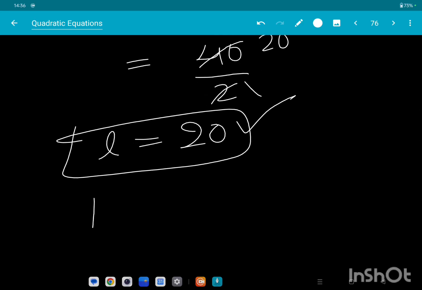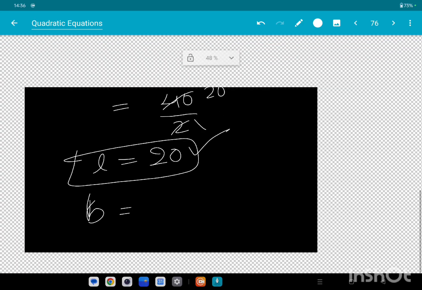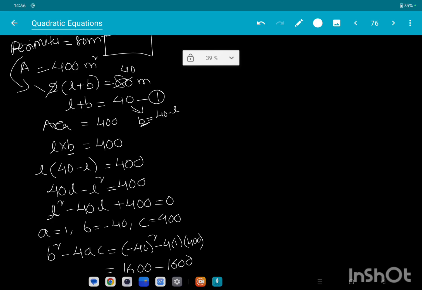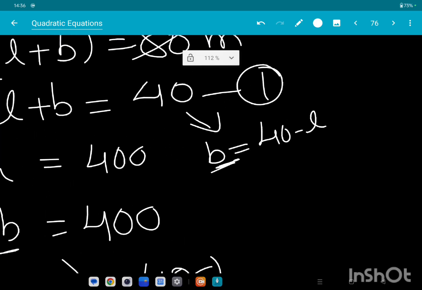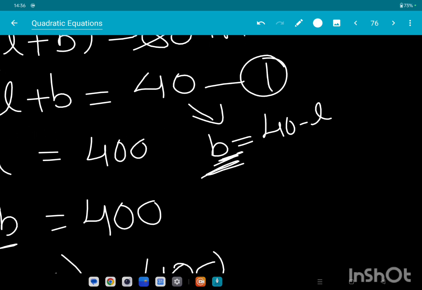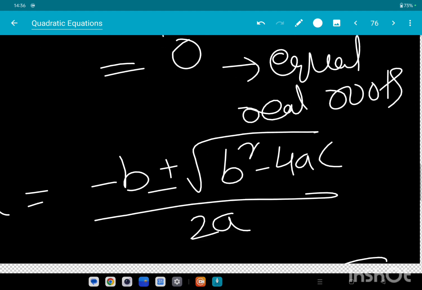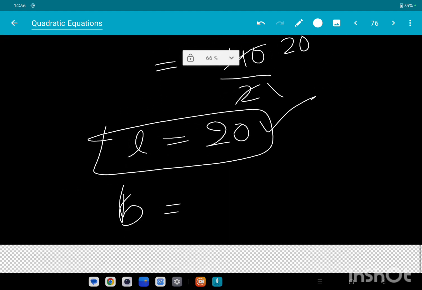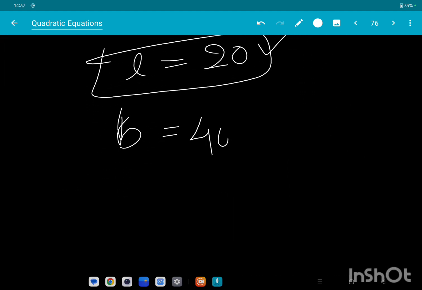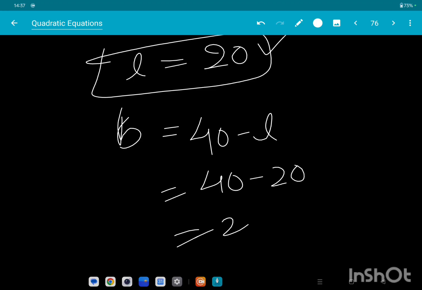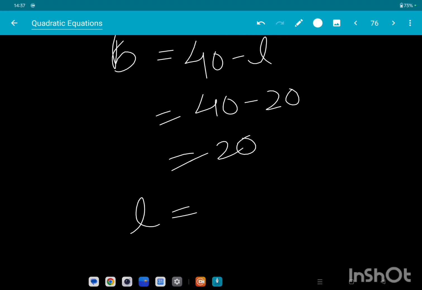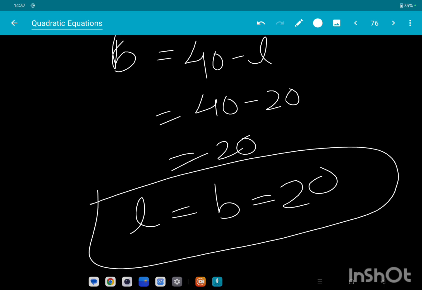Now we need to find the breadth. What is B here? I'll find it by substituting this value here. So B value is 40 minus L. We already found it, right? So 40 minus L, which is 40 minus 20, so 20. So length is equal to breadth is equal to 20. This is the way we will find the answer to the question.